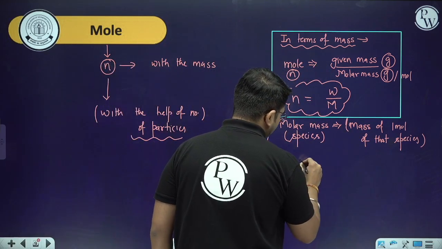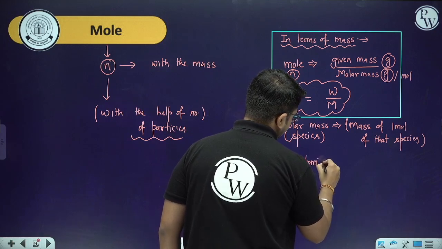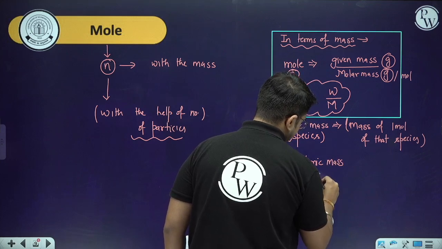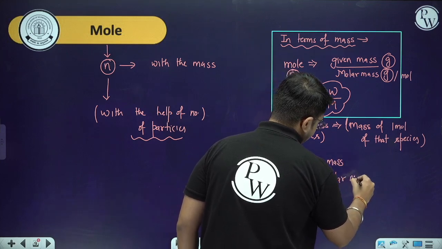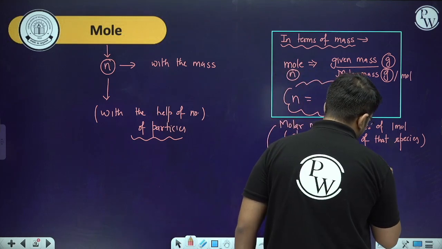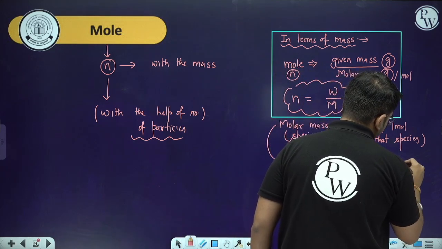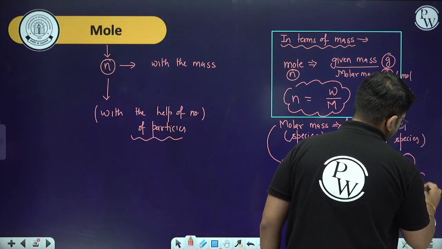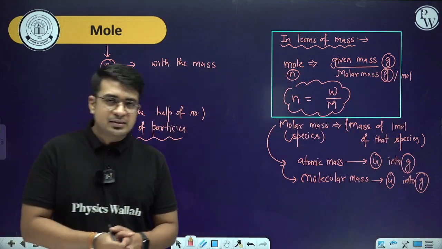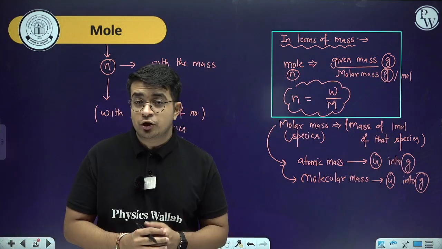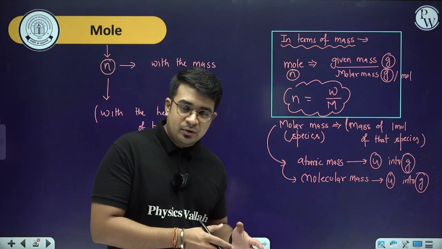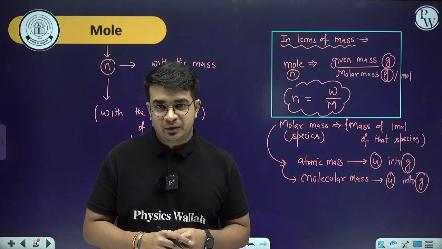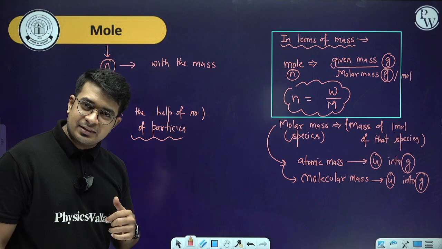Always remember, you can calculate the atomic mass, you can calculate the molecular mass, and just try to convert u into grams. That's it. Because molar mass as well as molecular mass, if I'm talking about a molecule, and molar mass as well as atomic mass, if I'm talking about a particular atom, are exactly the same, but their units are actually different. So how can we say, sir, they are the same?